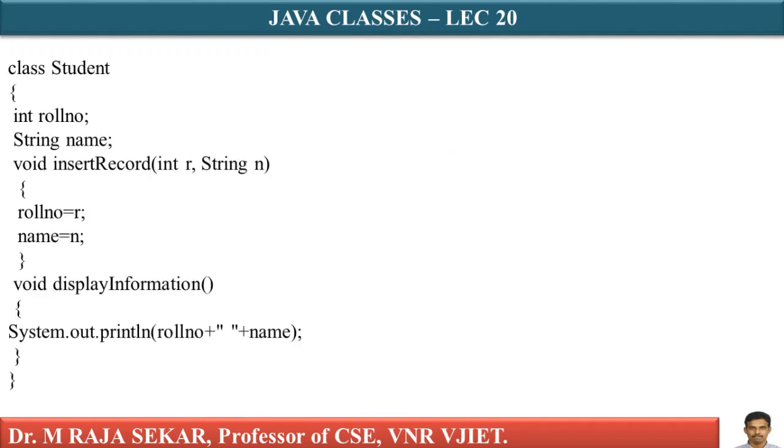Yes, this is the simple program. Here, what am I doing? This is my class. Class name is Student. This is my class beginning and this is my class ending. In this particular class, I have variables int rollNumber, String name, and how many methods do I have? This is my first method. This is my second method.